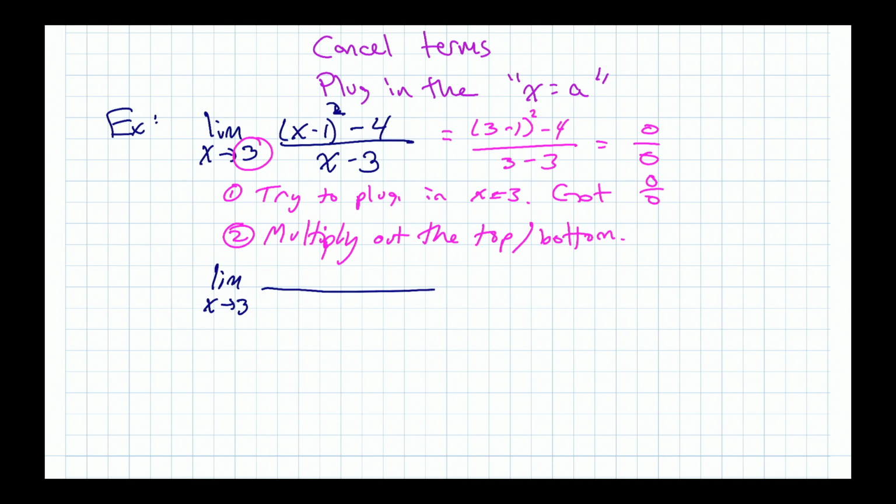So we have x minus 1 squared. You're going to work that out, just multiply it. So x minus 1 squared is going to be x squared minus 2x plus 1. Then we got minus 4. On the bottom, there's nothing to multiply out. So you're just going to write x minus 3. There you go. So that's it.